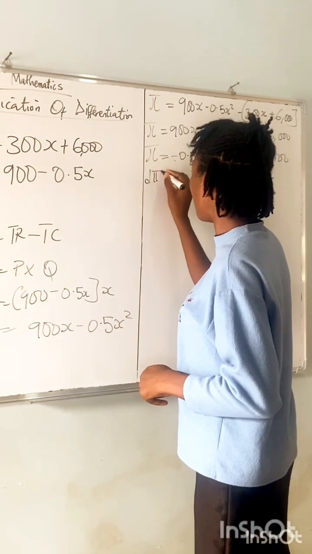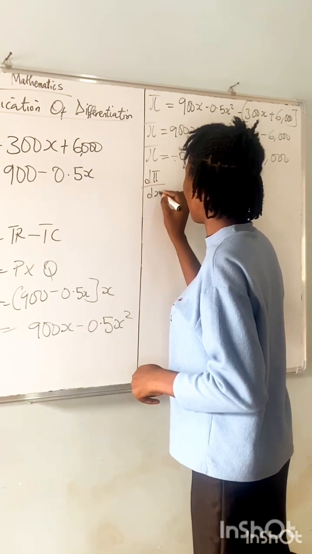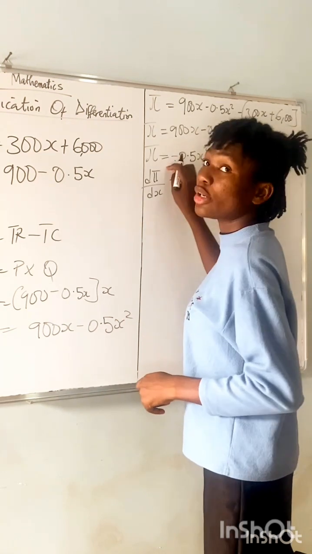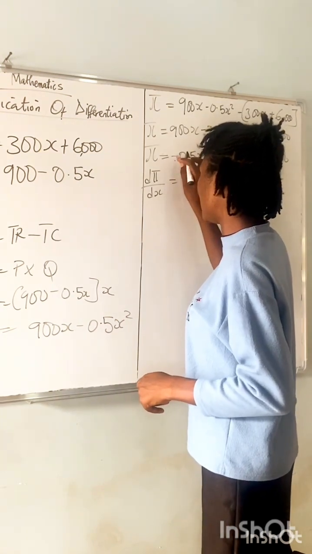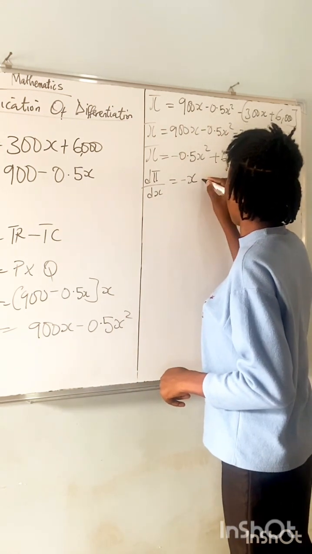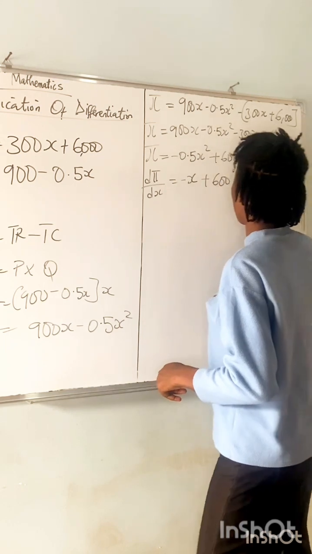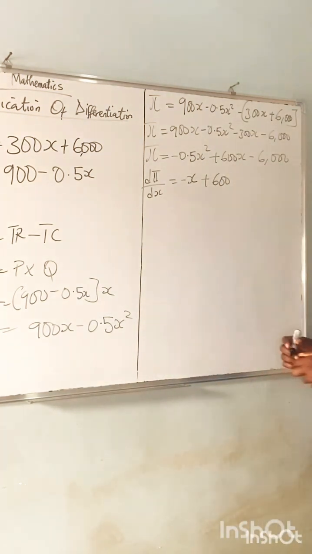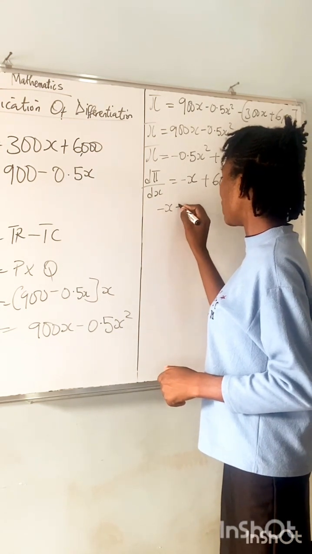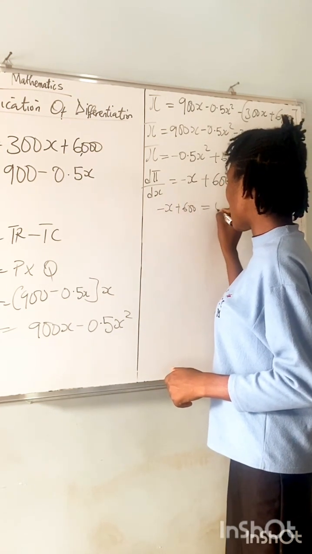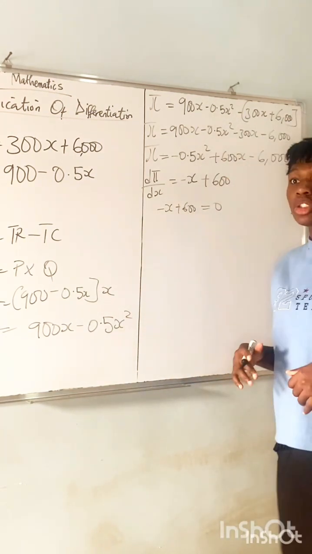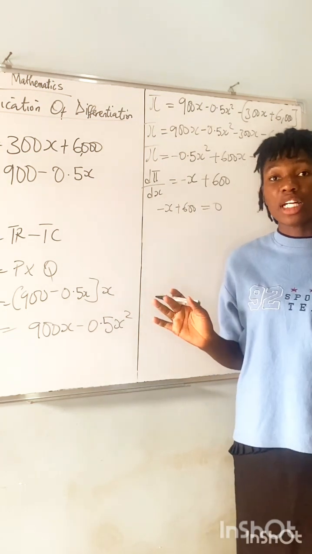Differentiating our profit with respect to x, we have minus 2 times 0.5, which gives minus 1, since there's a minus here already, so minus x. Then differentiating this, we have plus 600, and the constant -6,000 becomes 0. Now at our turning point, the first thing we do, like I said, is equate this to 0 to find the possible value of x. Since this is just a linear expression, x will have just one value.